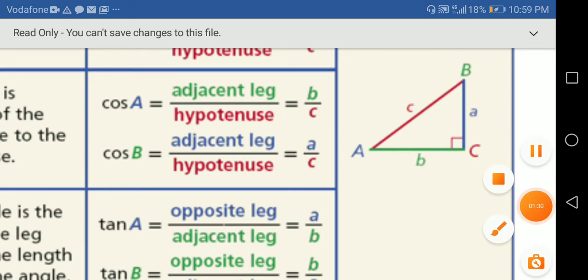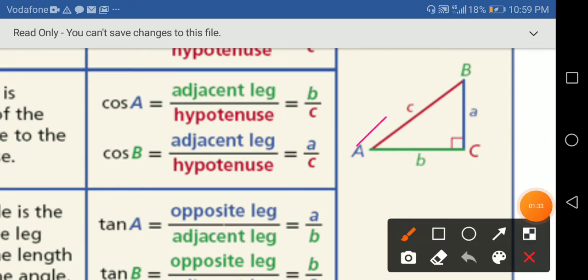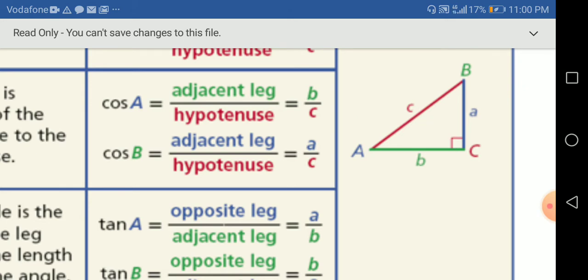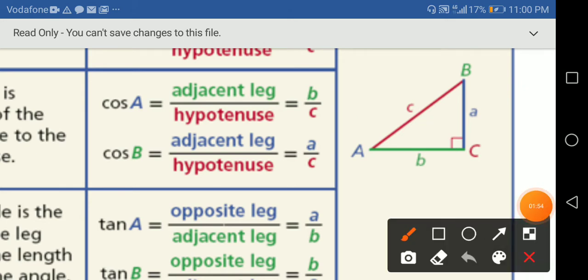What about the hypotenuse? It's the side in front of the right angle. So this is the right angle and this is my hypotenuse. Remember, the hypotenuse is the longest side in the right angle triangle, and here it's fixed. And the adjacent is the side between the required angle and the right angle.